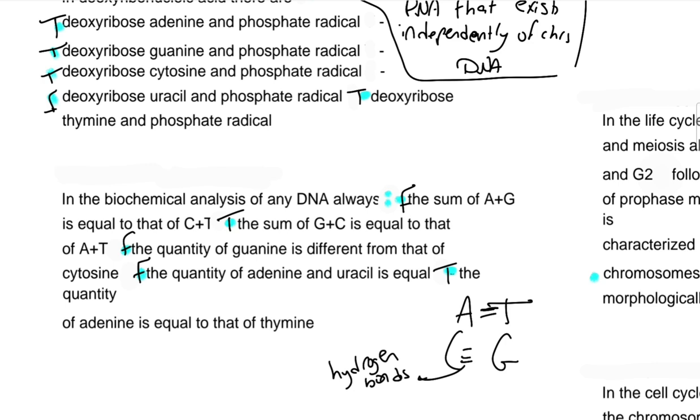Why is this wrong? Because uracil does not exist in DNA, it just exists in RNA.